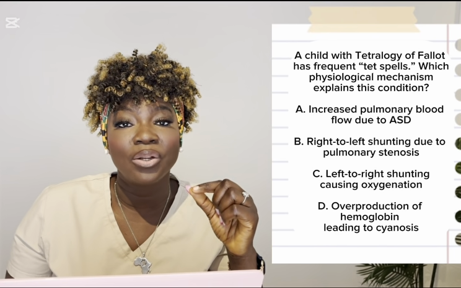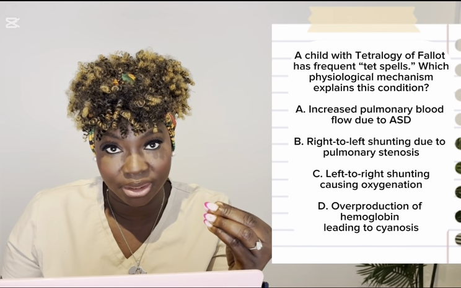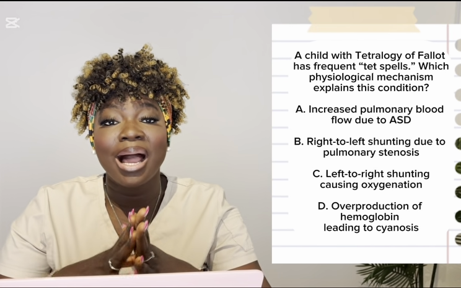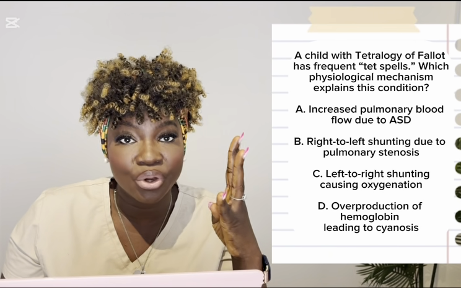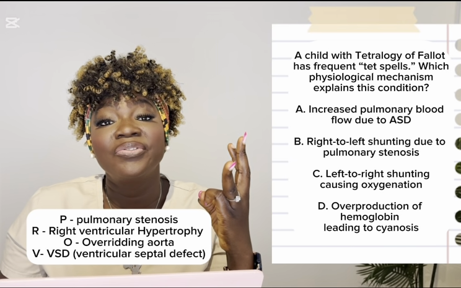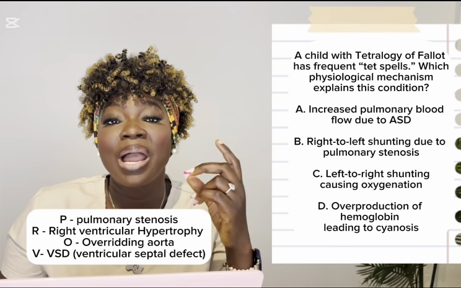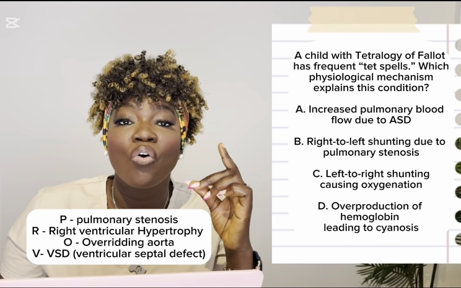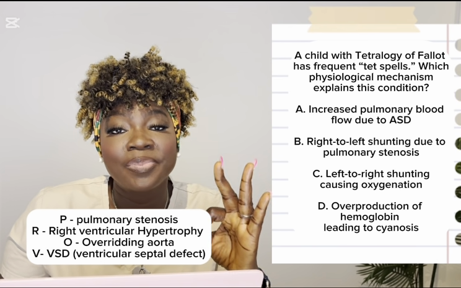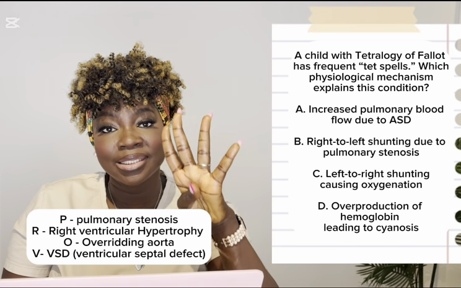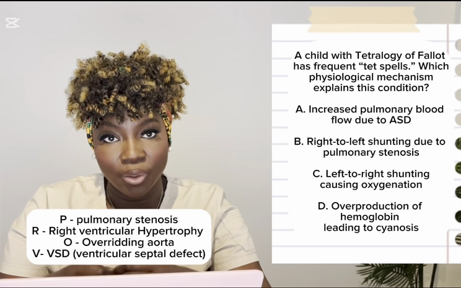Now, what is Tetralogy of Fallot? This is 4 congenital heart defects in one, right? And for the congenital heart defects under Tetralogy of Fallot, we use PROVE to remember them. The P stands for pulmonary stenosis, the R stands for right ventricular hypertrophy, the O stands for overriding aorta, and the last one, V, is ventricular septal defect. So these are the 4 congenital heart defects that are combined when you talk about Tetralogy of Fallot, okay?